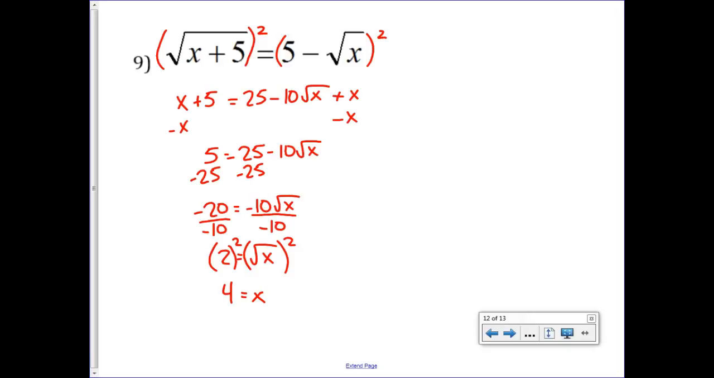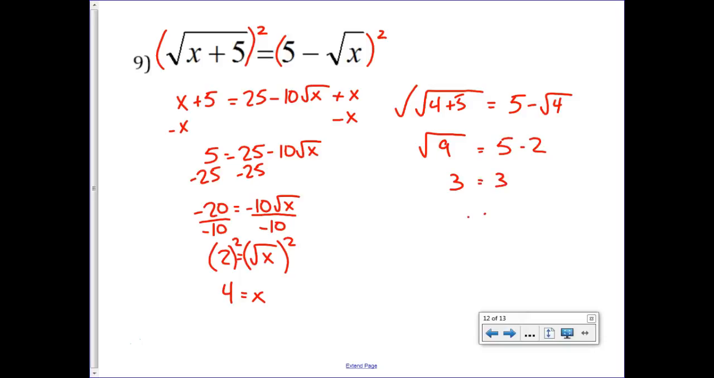And then we need to check it. So the square root of 4 plus 5 should equal 5 minus the square root of 4. So the square root of 9 is equal to 5 minus 2. Square root of 9 is 3. 5 minus 2 is 3. That one works. So 4 equals x is an answer there.